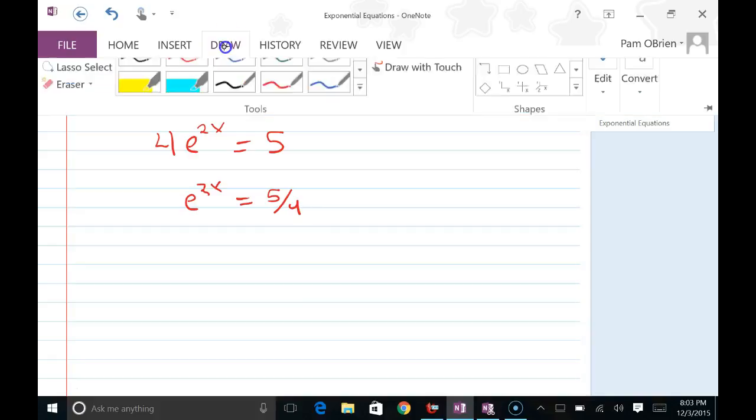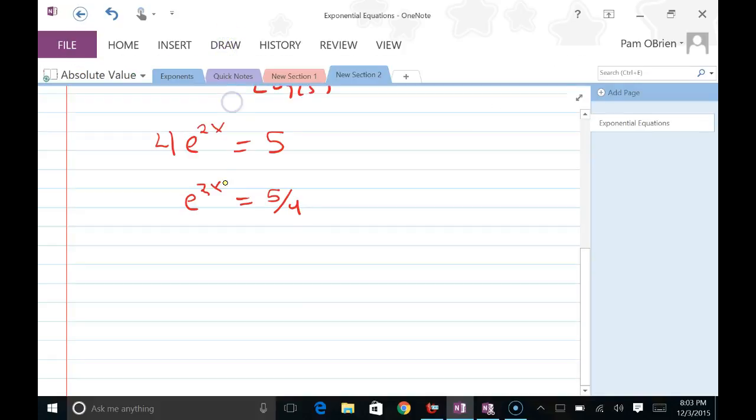Again, we want to get rid of that exponent because the variable is in the exponent, and the only way to do this is to log both sides. But here's where I want you to think. If I used base 10, I'd want to log it with base 10, the common log. Because I have e, when I log both sides, it makes sense to use the natural log because they are inverses of each other.